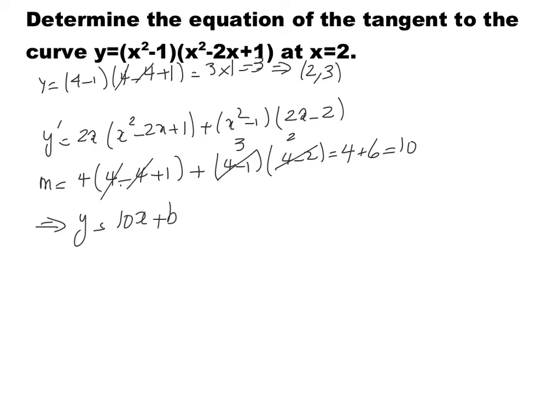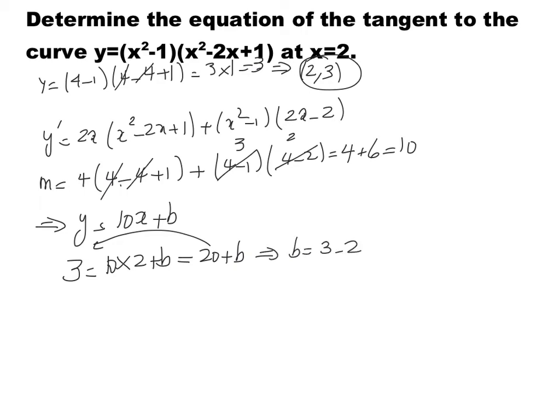But the tangent has to go through this point, (2, 3). So to find b, I'm going to substitute 2 and 3 back in the equation. I get 3 is equal to 10 times 2 plus b, which is 20 plus b. I move 20 to the left. I get b is 3 minus 20, which is negative 17. So I get the equation of tangent to be 10x minus 17.